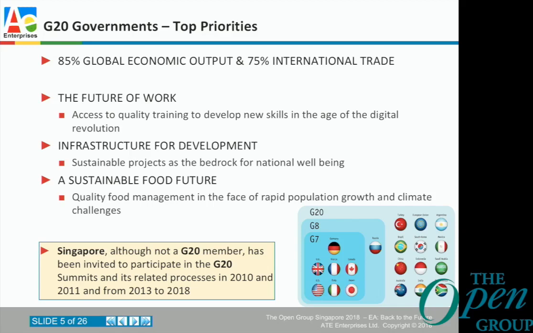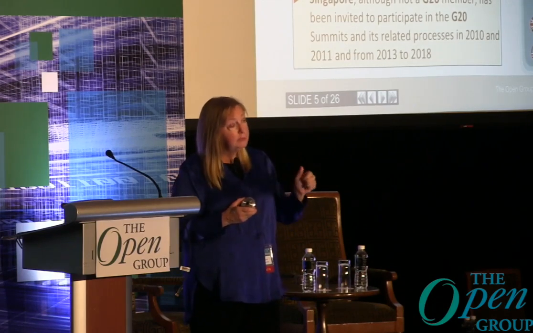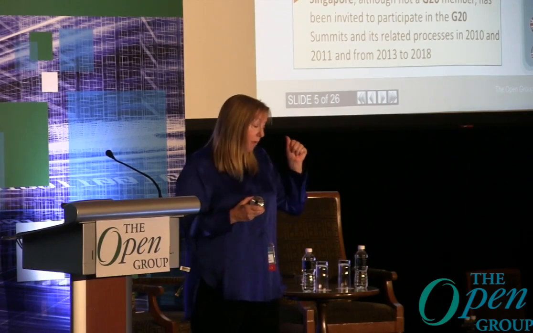And Singapore, which is where we are now, has been an adopted member, if you like, into the G20 environment up until 2018. I don't know where they're going next, so I'm not the person to ask, but it might be worth asking in your own community. And the G20 obviously are also following the digital transformation that's going on. They have three focuses. Their focus is the future of work, infrastructure for development, and a sustainable food future.